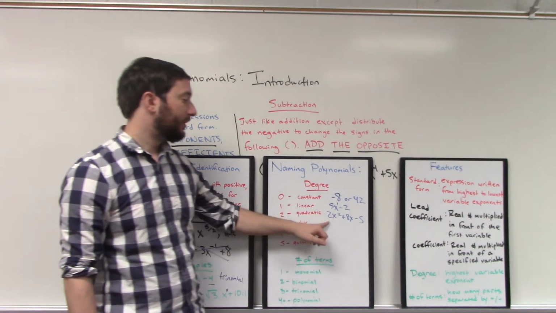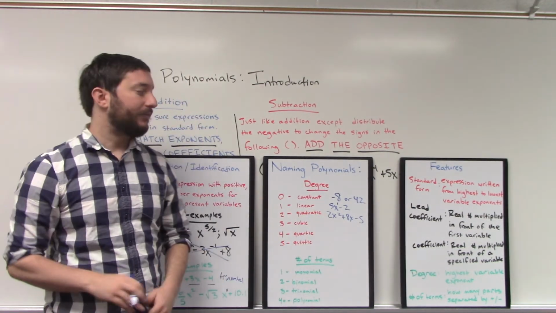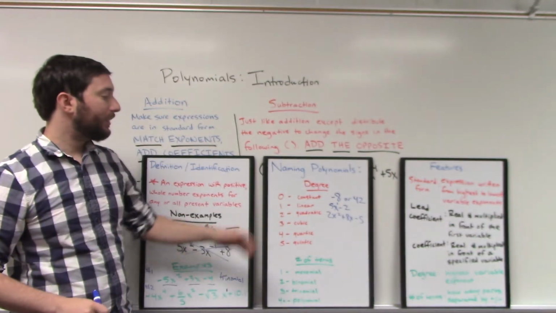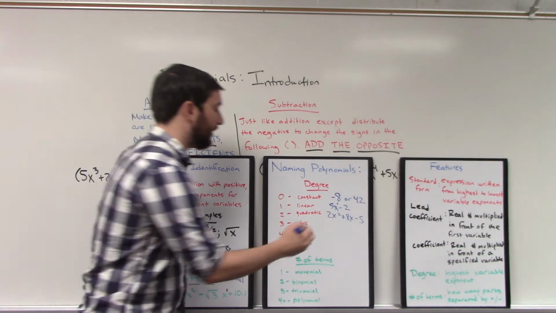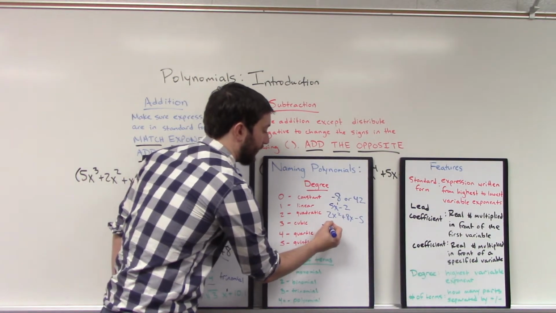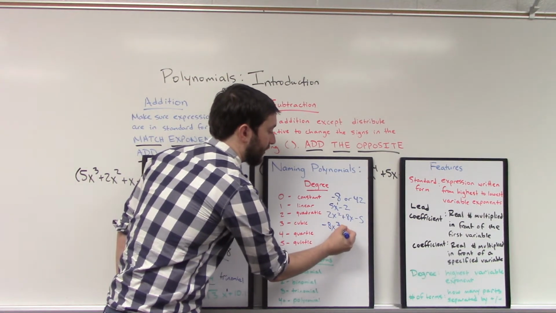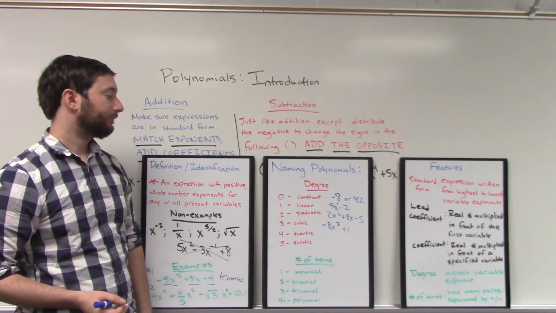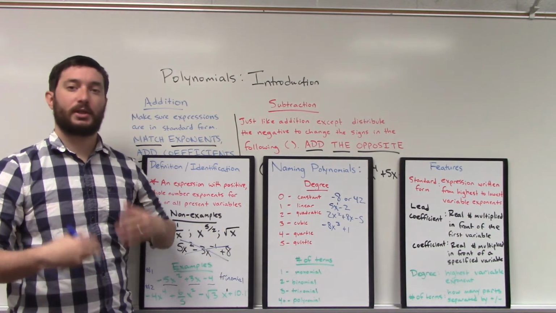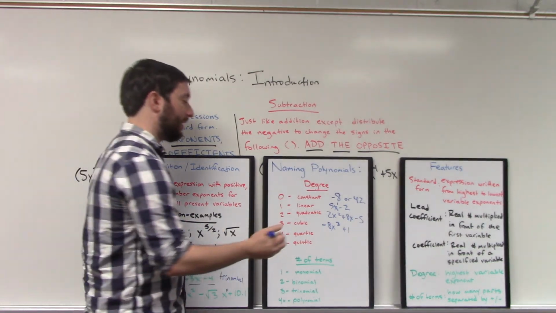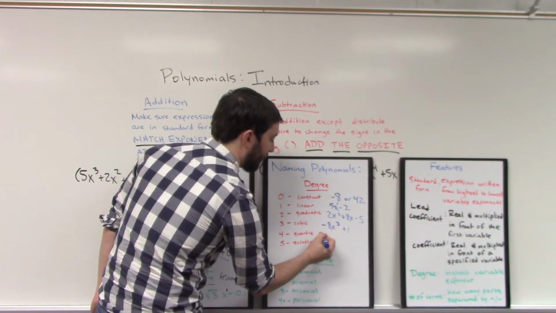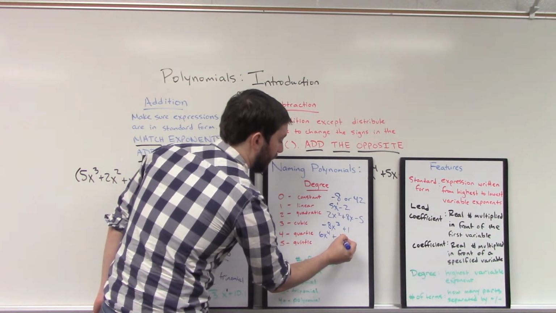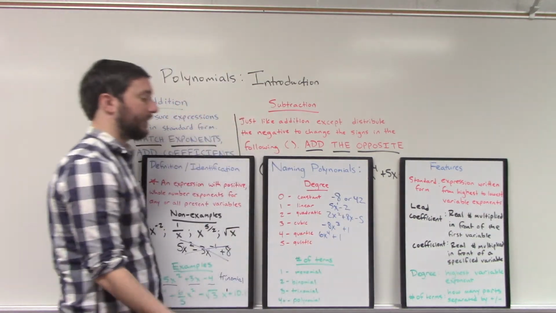3 parts there. Don't forget that you have 2 different names, so that is quadratic, but it's also a trinomial. Cubic, an example of that would be something that has a degree of 3, so I could write this. That would be a cubic binomial. Quartic, think quarters. There's 4 quarters in a dollar. I could write 6x to the fourth plus 1, right? That's a quartic binomial.